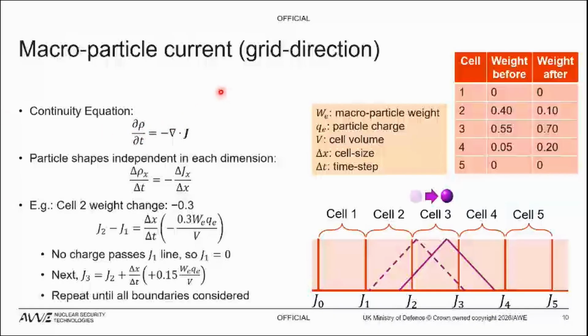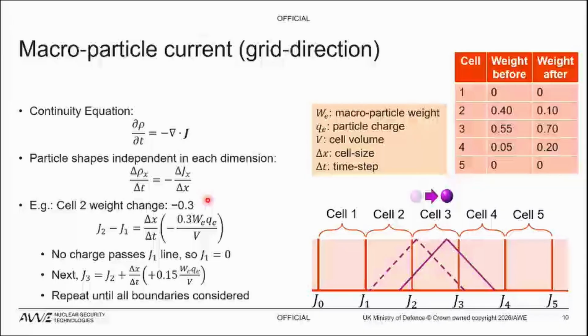And the last thing to touch on then is going to be the currents. So we'll start with the continuity equation. The rate of change of charge density is equal to minus the divergence of J. We can do our usual trick of breaking this down into a change in charge density divided by change in T is change in the current divided by change in X.